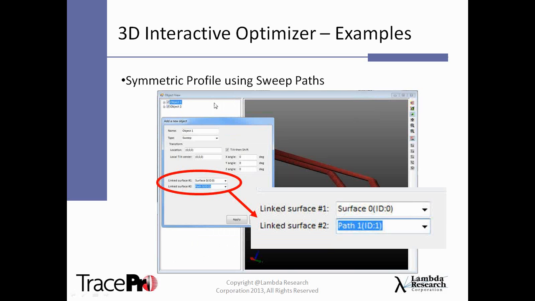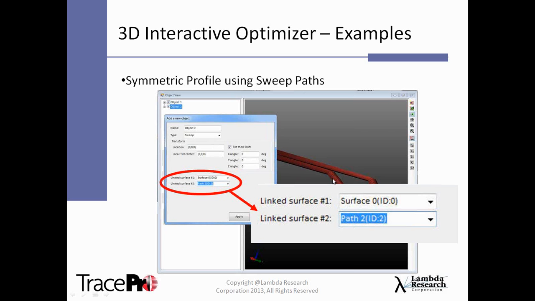And I go into the object view again, but now I set my type here as a sweep. I can see here where I've expanded it out, I'm actually sweeping surface 0, that's my profile, along path 1. And that'll create this lower leg of the light guide here. And I can repeat that process for the upper leg. In this case, I'm still using that same profile, using it a second time, but now I'm going to sweep it along a different path, path 2.